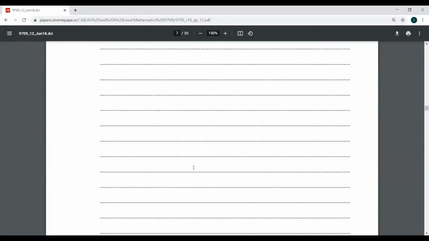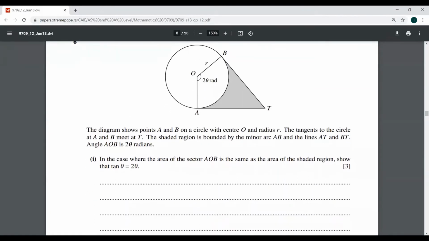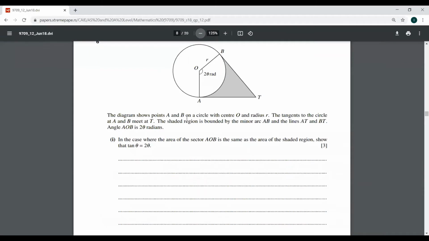So moving on to question number 6, you can see this question looks to be on the circular measure. Okay, so it says the diagram shows points A and B on a circle with center O and radius r, the tangents to the circle. So the moment I read this word tangents, I should immediately show a right angle over here, okay? And the tangents on the circle, they are equal. So the shaded region is bounded by the minor arc AB and this, and the angle is 2 theta.